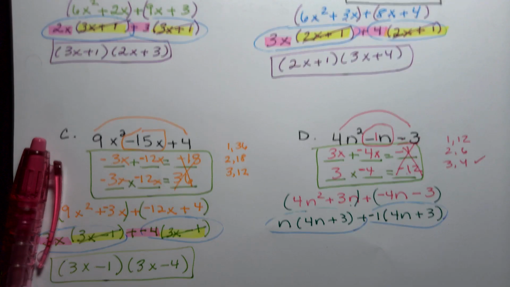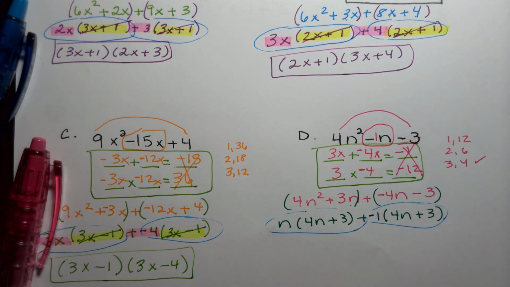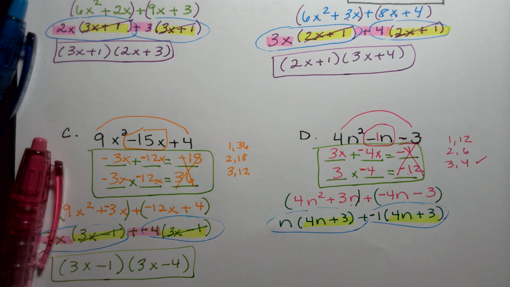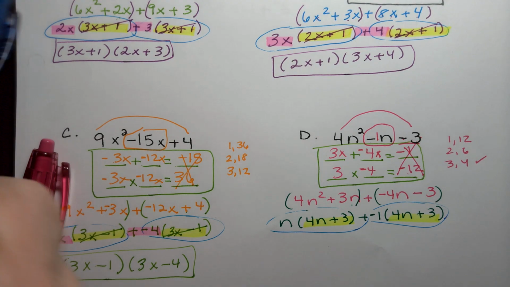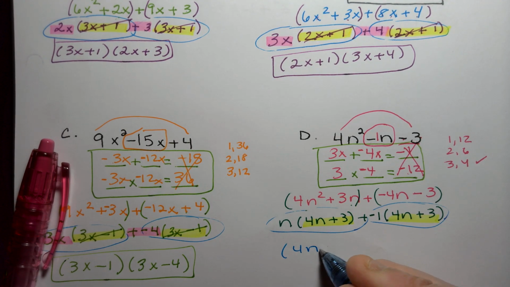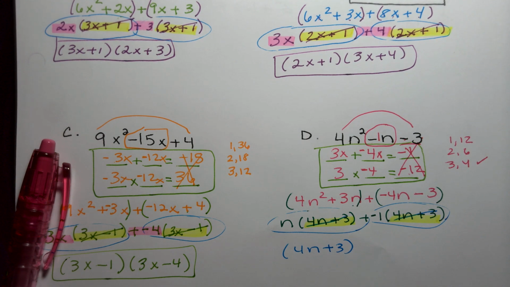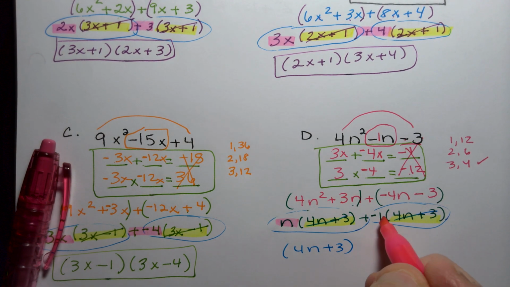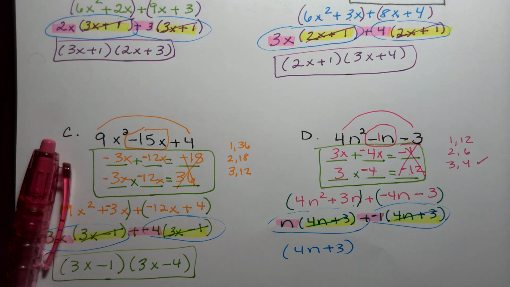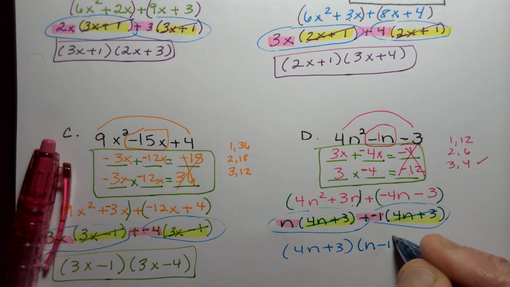We have our two big things there. Luckily, they're the same. So I'm going to take the 4n plus 3 out front, cross it off, and see what we have left. N plus a negative 1, or just n minus 1.